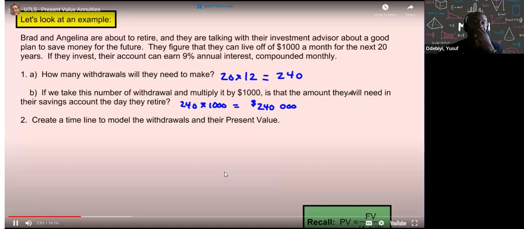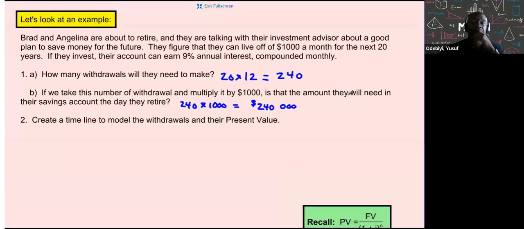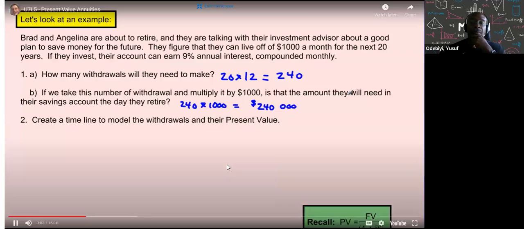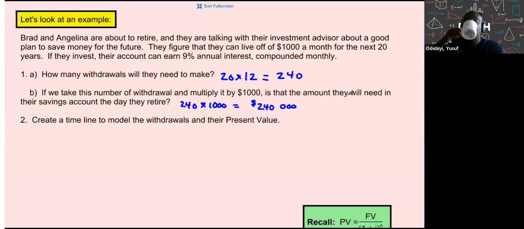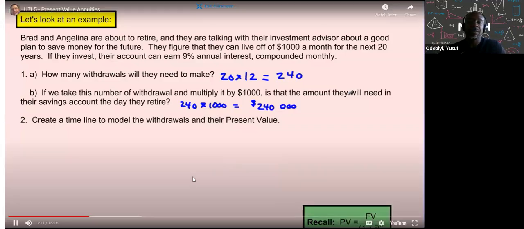The initial amount, or the present value, that you put into this account that you're going to be making withdrawals from will be earning interest. So you don't have to put in $240,000 in the account. You need to put in less, because that money is going to grow, right? Because it's going to be in there for 20 years, earning interest into the future, and enough interest to be able to pay off $1,000 a month for the next 20 years.